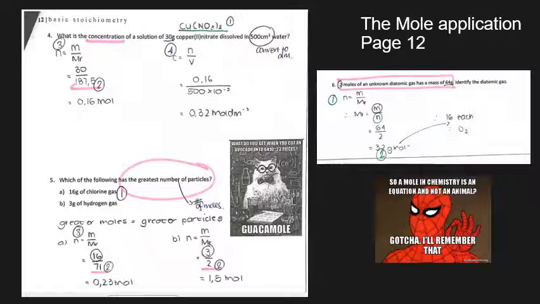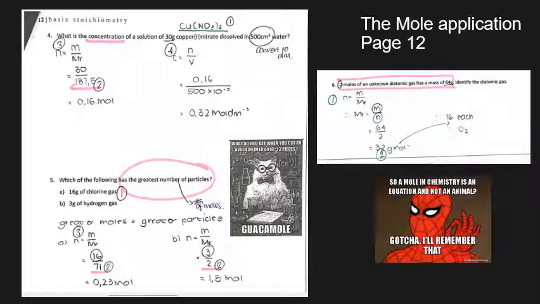Which of the following has the greatest number of particles? So what they're asking here is the number of moles. They want to know, is the chlorine gas going to have more moles than the hydrogen gas? Yes. So the greater the moles, the greater the particles. All you're going to do is plug and play with your ordinary mole calculation, and you should see that B has got more particles. So the hydrogen gas has got more particles than the chlorine gas.